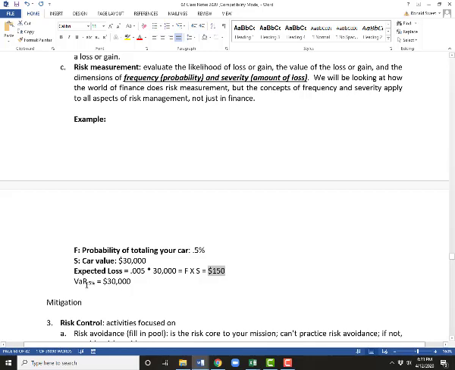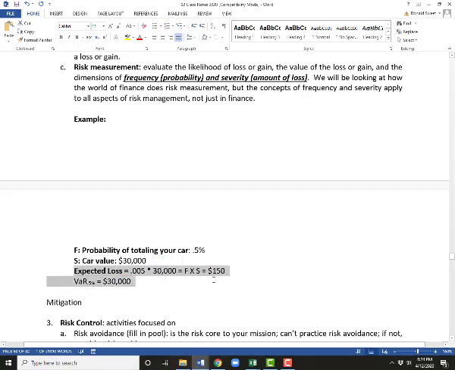So we're going to be talking about valued risk. The way we're going to express valued risk is we're not going to express it as an expected loss. Instead, we're going to say the valued risk at 0.5%, because that's your probability of totaling your car, is $30,000. So that means you have an expected loss of $30,000 at a 0.5% probability.